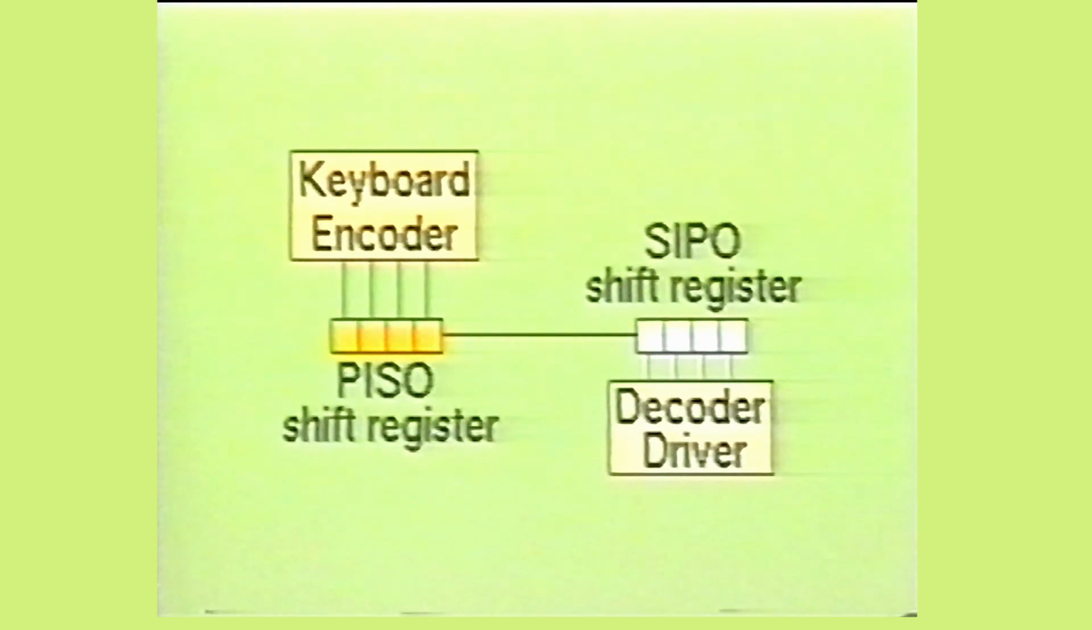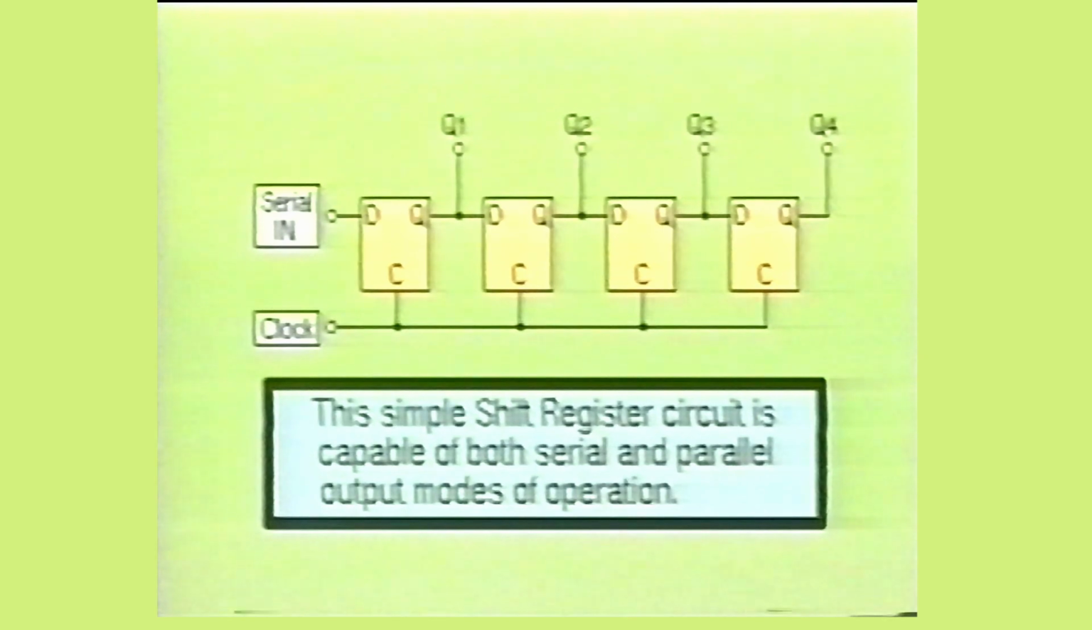The serial in, parallel out shift register receives the serial data, then transfers the information in parallel to the decoder driver device. To better understand how these registers are able to convert from parallel to serial, and vice versa, we will examine the register circuit. Here we see a circuit which is capable of serial in and either parallel out or serial out capabilities. Notice that this circuit consists primarily of clocked D flip-flops.